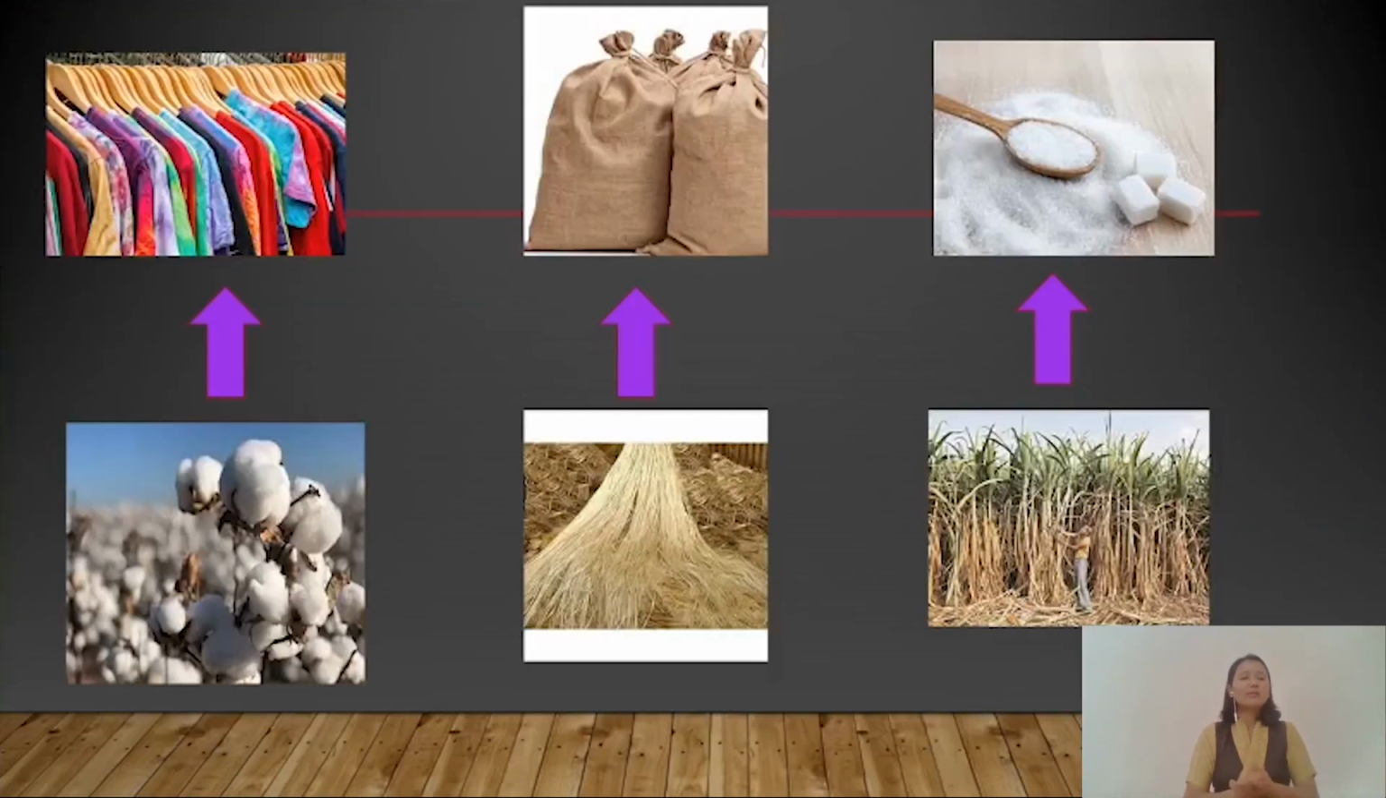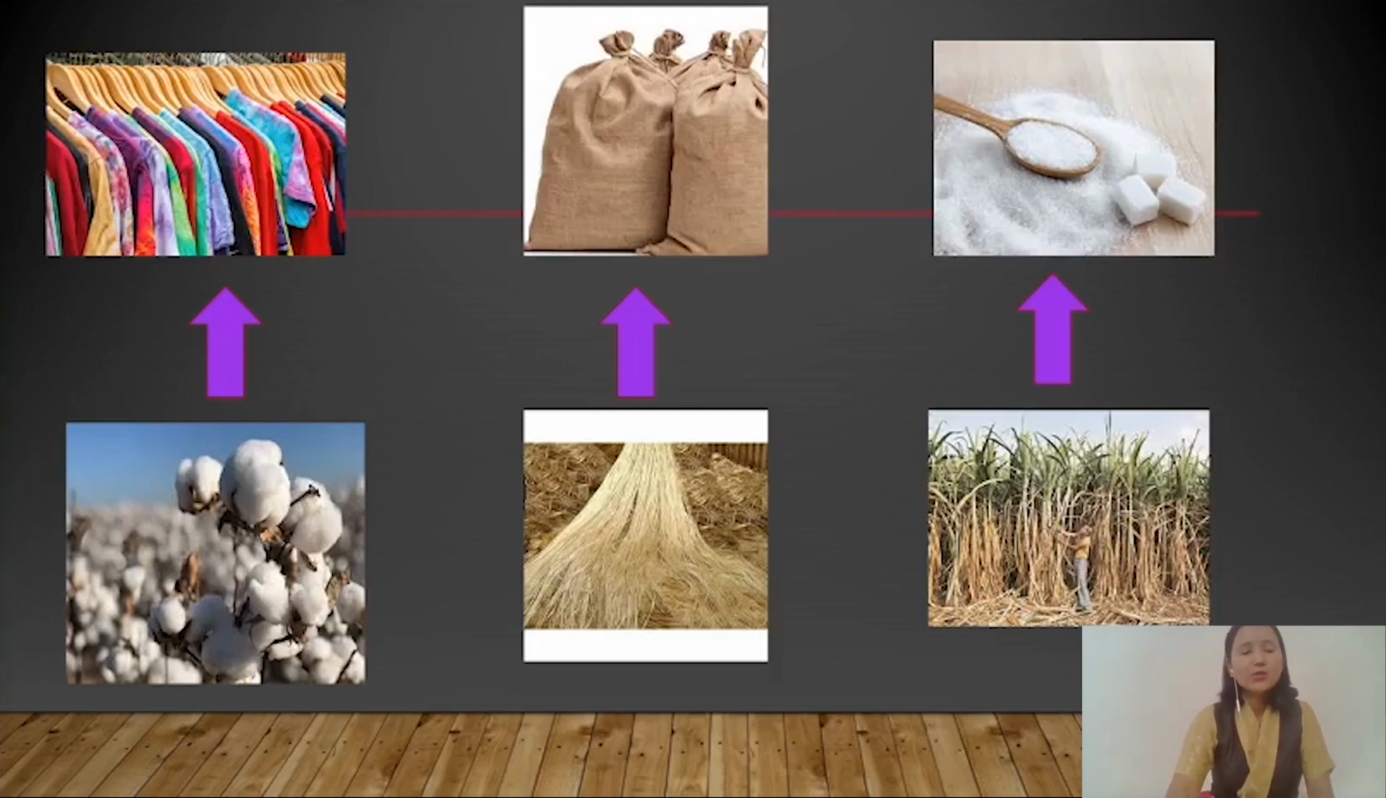Now look at the picture and quickly tell me what these materials are made of. The first one is made of cotton, the second is made of jute, the third is made of sugarcane. We have three completely different products, but do you see any similarity between them? Yes. These three products are made from materials obtained from agriculture, which means they share the same source of raw material.